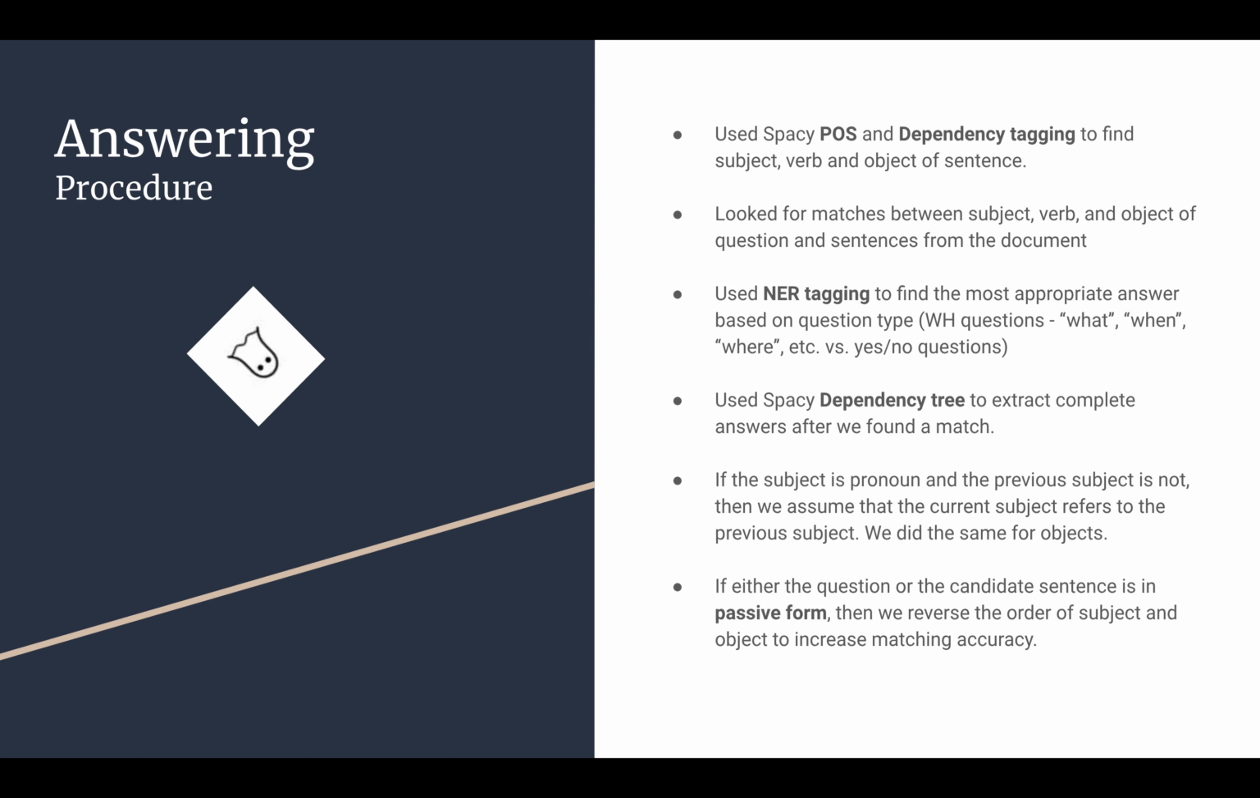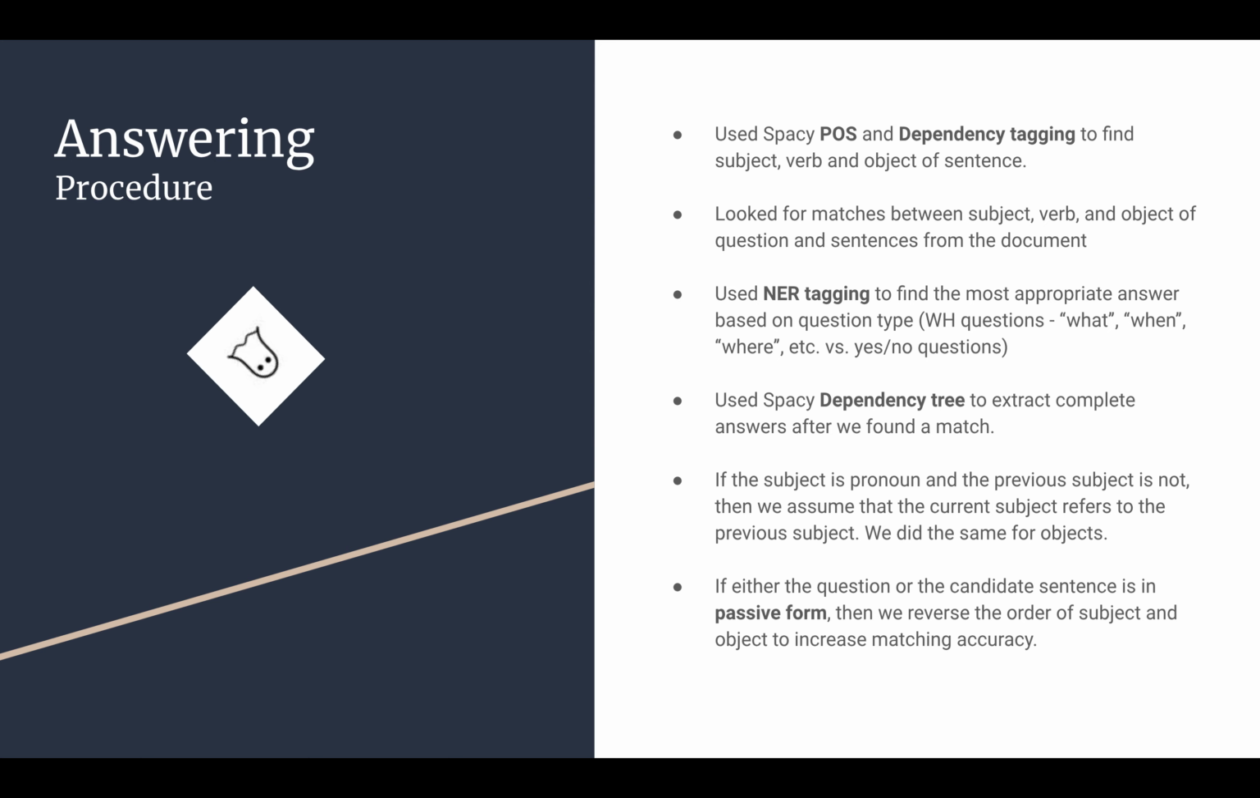For example, if we have a question starting with when, then we might be looking for an answer that represents a time. And if we get a question that starts with where, then we might be looking for a phrase that represents a location. And after we find the most appropriate answer, we'll be using the spaCy dependency tree to extract the complete answer after we found the match.